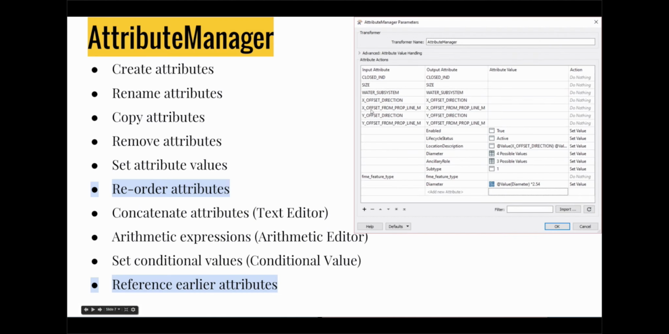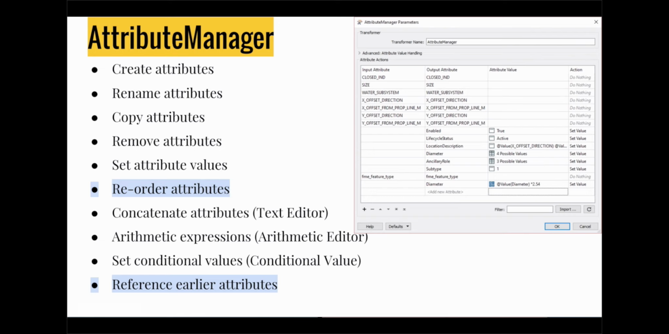So what can this tool do? It can create, rename, copy attributes, remove attributes, set new attribute values, so we've seen all of that already. One nice thing in there is the ability to reorder attributes in your workflow. So if you have a lot of attributes and there's a few that you use a lot, you can shuffle those up to the top so that they're easier to access.